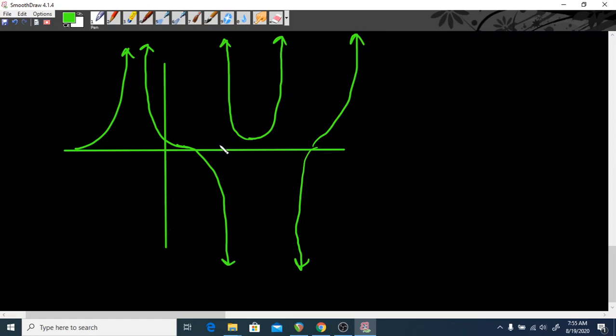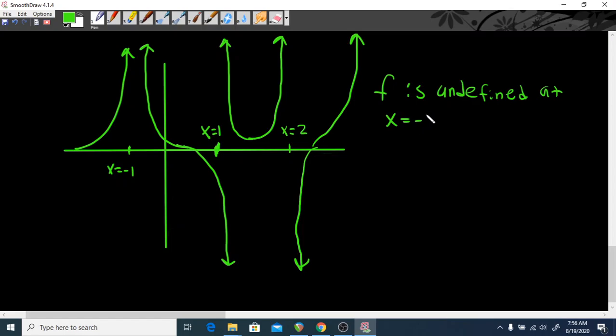Okay. Now let's say this location is x equal 1. Let's say this is x equal 2. Nothing crazy. And let's say this is x equal negative 1. Okay. So due to the asymptotes, f is undefined at x equal negative 1, 1, and 2.